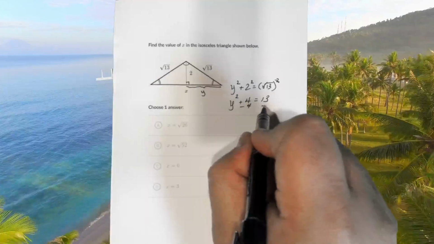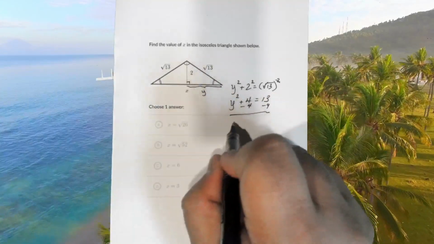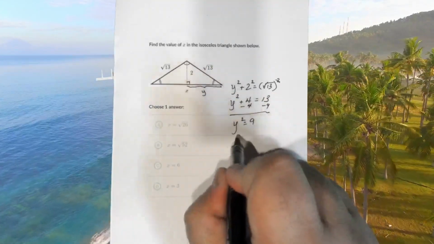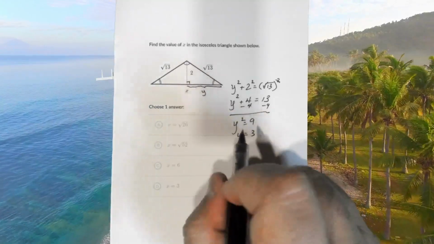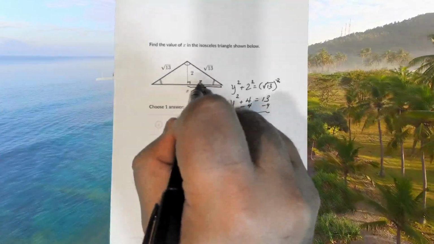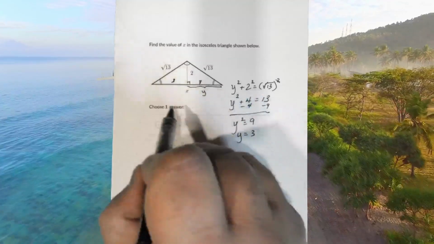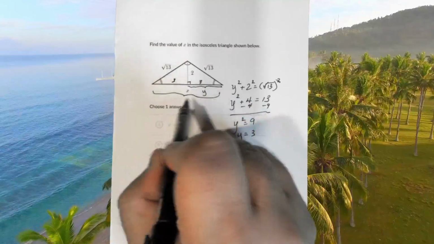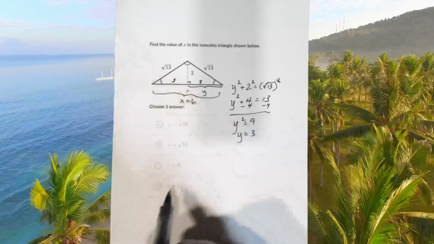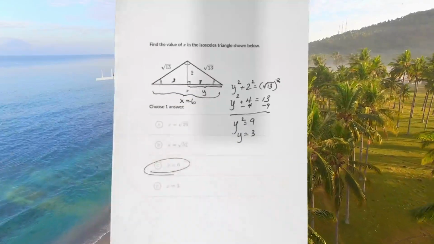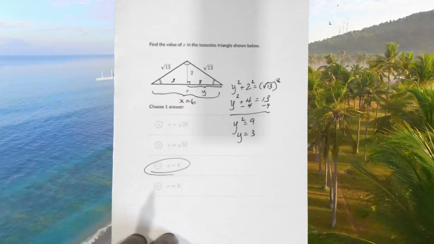We'll solve by subtracting 4 from both sides. So I get y squared is equal to 9, which means y is 3. So if this length up here is 3, that means this one over here would have to be 3, and therefore the entire length x would have to be 6. Alrighty. Very good. Let's do one other question.